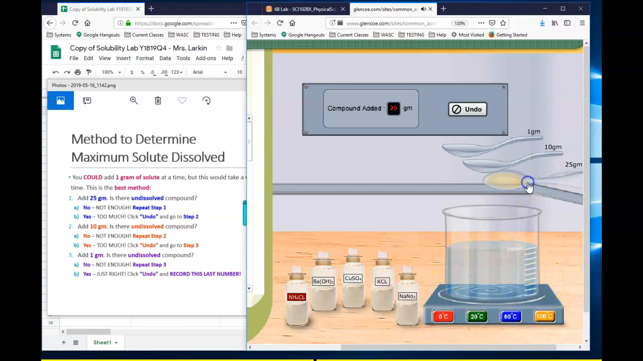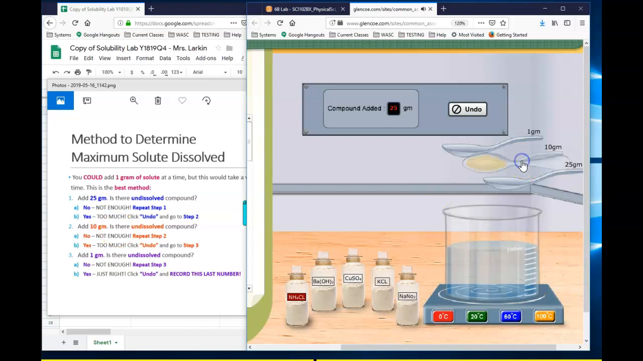So I'm going to add another one. Okay, so at this point, there's some that has not dissolved. So that means that adding this extra spoonful was a mistake. Smiley faces, everyone, if that makes sense. So now there's leftover that didn't dissolve. So this extra spoonful was a mistake. So what I'm going to do is I'm just going to click undo, and I'm going to go down to the next smallest amount, which the next smallest amount is the 10 grams.